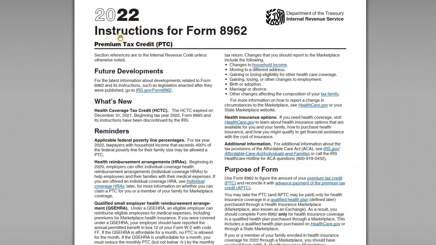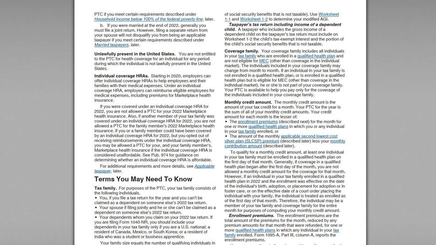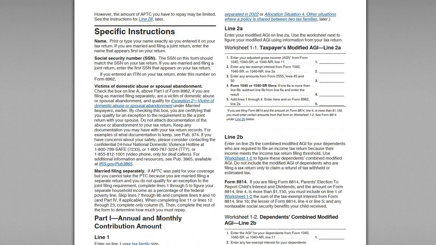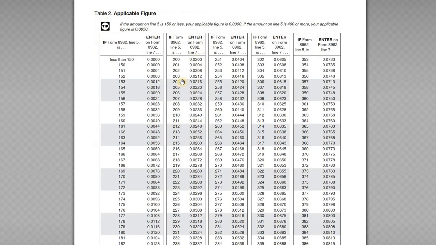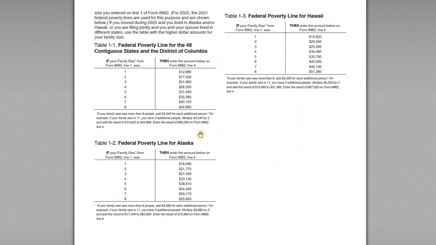And then I do have a copy of the Form 8962 instructions for 2022. The reason we have these available is because when we walk through completing the form, there are tables in the instructions which we're going to need to reference. In particular, we're looking at the federal poverty line limits for the states. That's necessary. And then there's another table covering applicable figure percentages, which is how we calculate the monthly contribution for the taxpayer. So we'll go through all this in more detail. We'll come back to this.